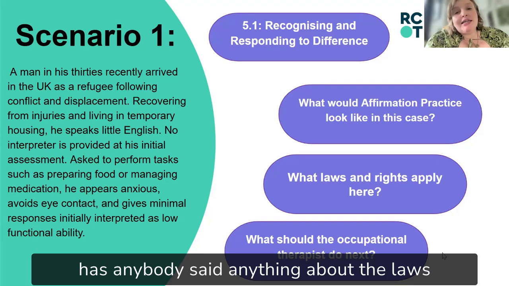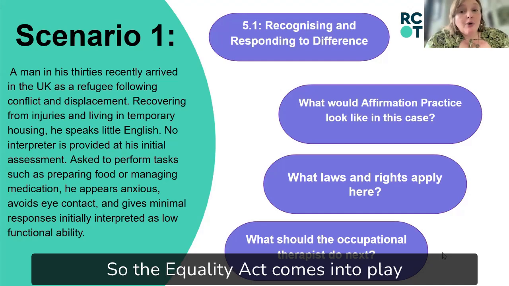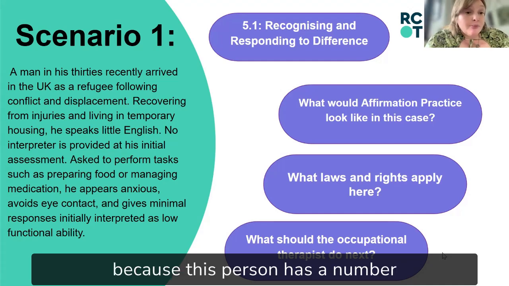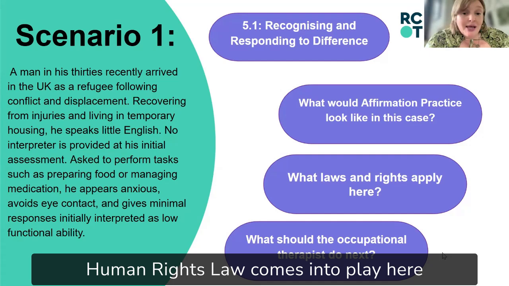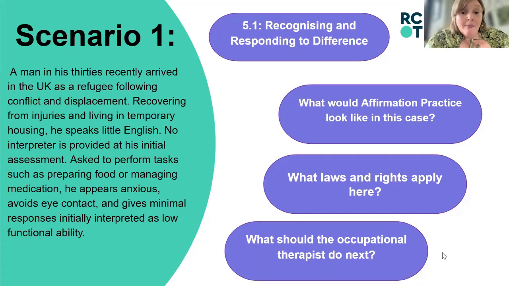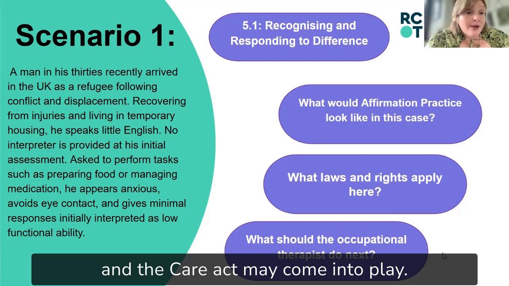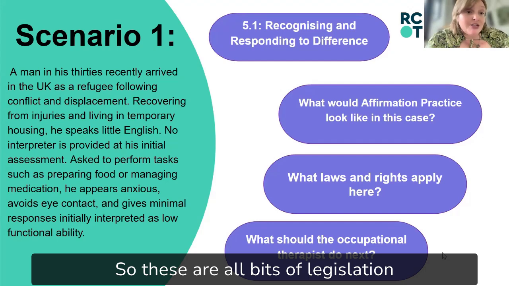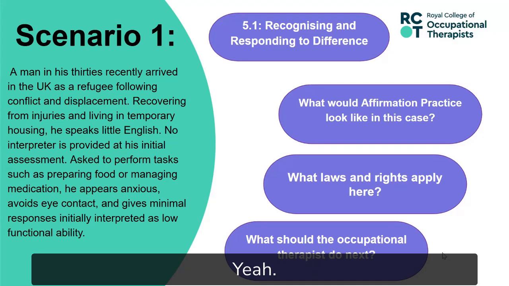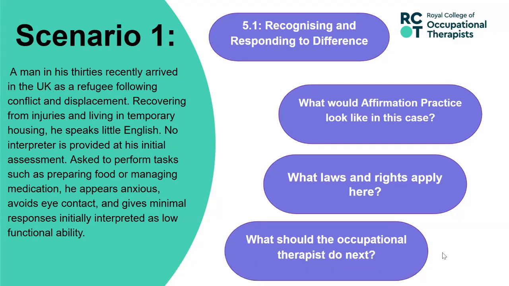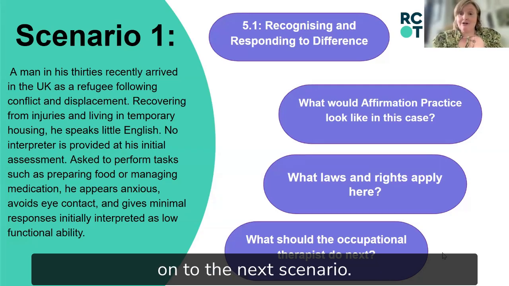What about the laws that may come into play here? The Equality Act comes into play because this person has a number of protected characteristics. The Human Rights Law comes into play here, and potentially the Mental Capacity Act and the Care Act may come into play. These are all bits of legislation that are really important for us to think about and reflect on. Joanna's mentioned the Care Act. Great, perfect.